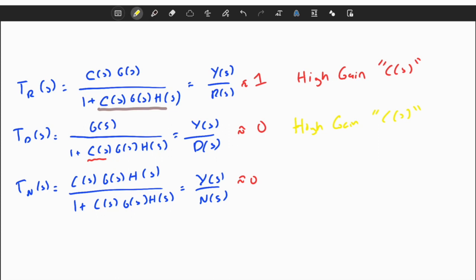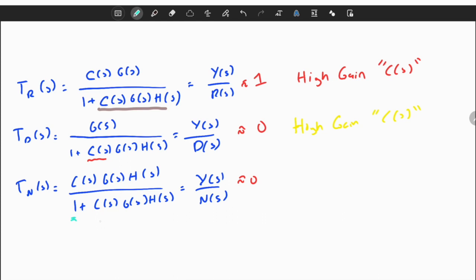Now let's go to the noise. If I apply a high gain controller, then TN of S, as you can see, since we have C, its high gain will be equal to 1. So what does it mean? I pass the noise or disturbance directly to the output. This is a super unwanted behavior. This is bad, right? I have noise, and I just pass it directly to the output. So it's not a good control policy. Instead, what I can do is use the fact that this is equal to 1.